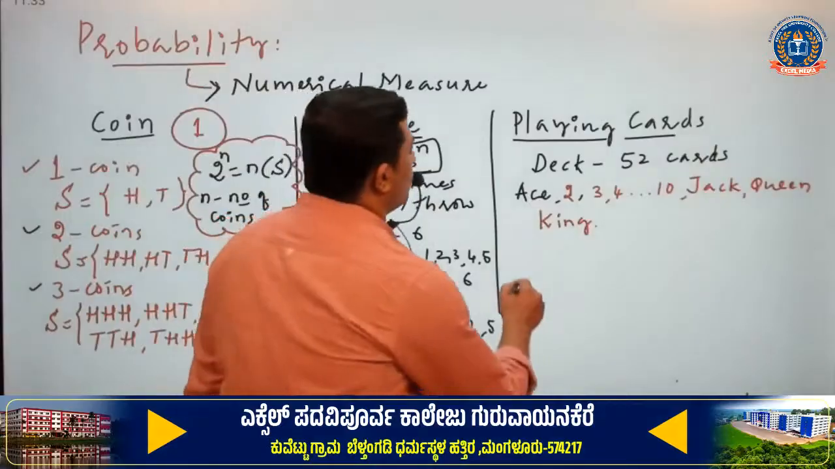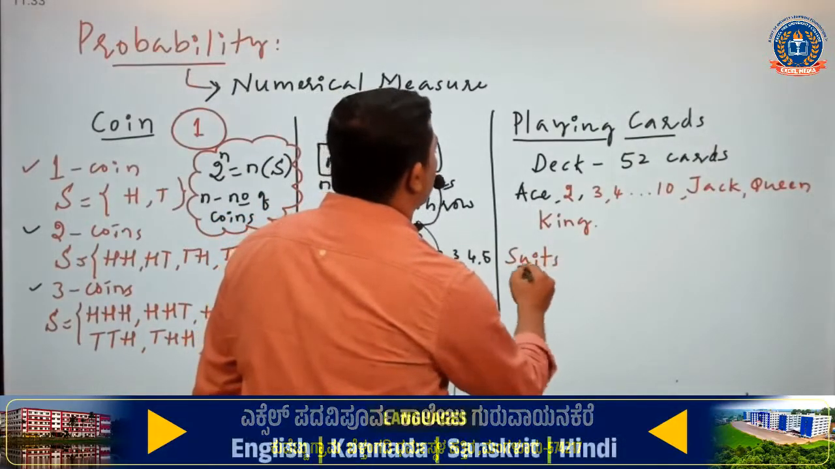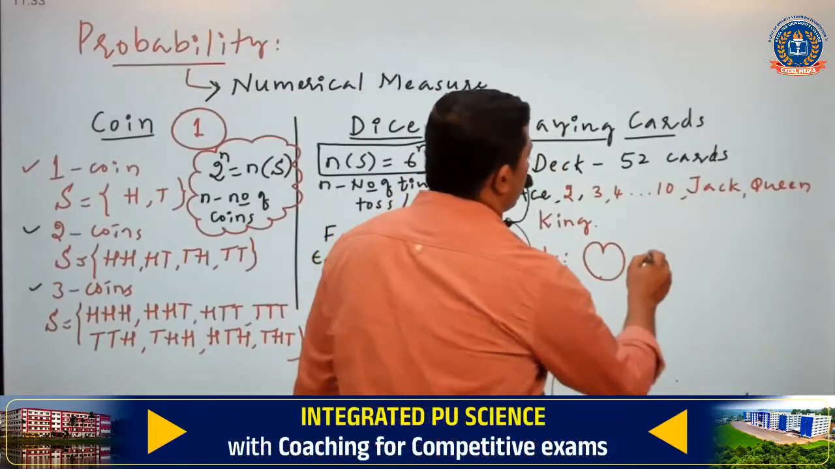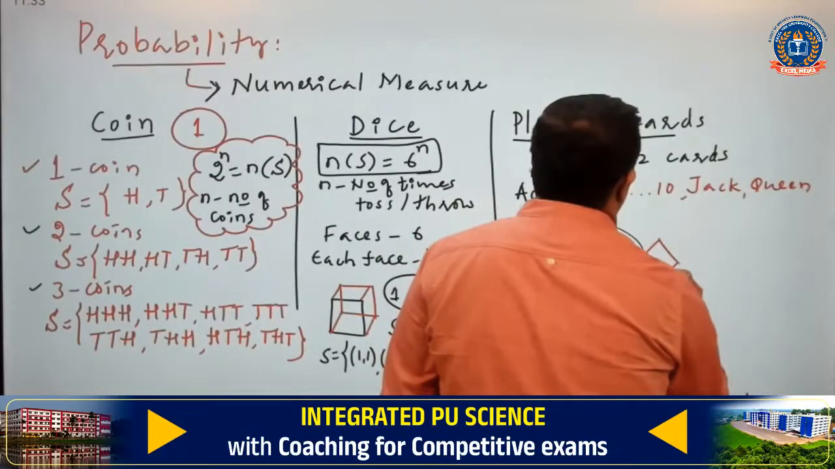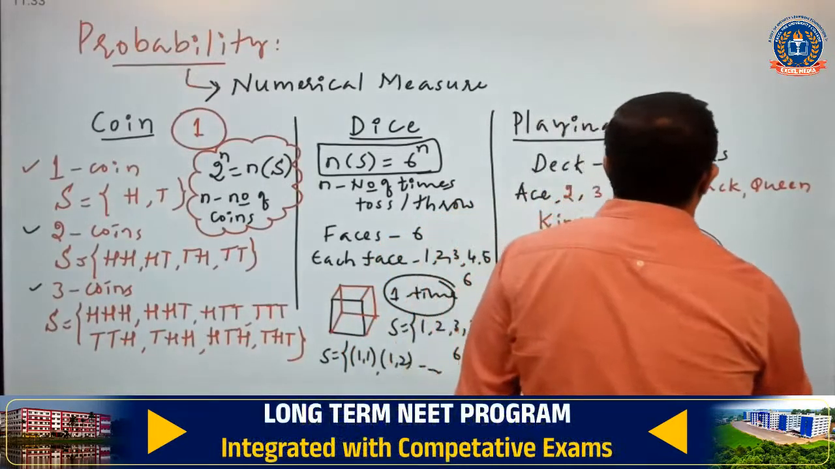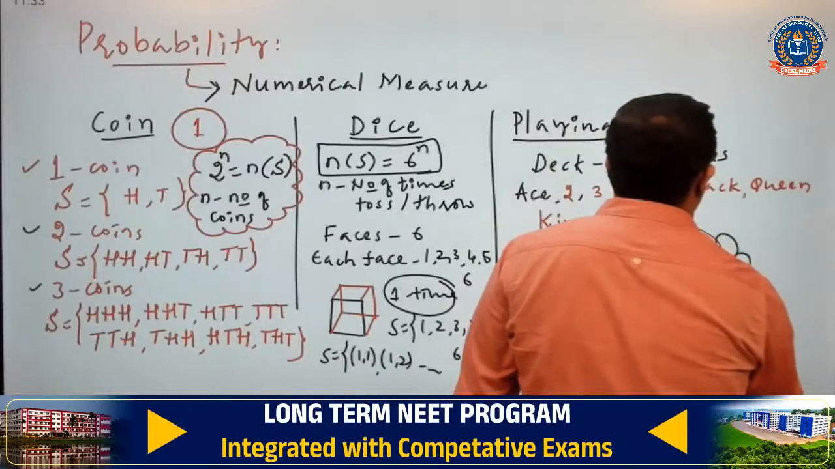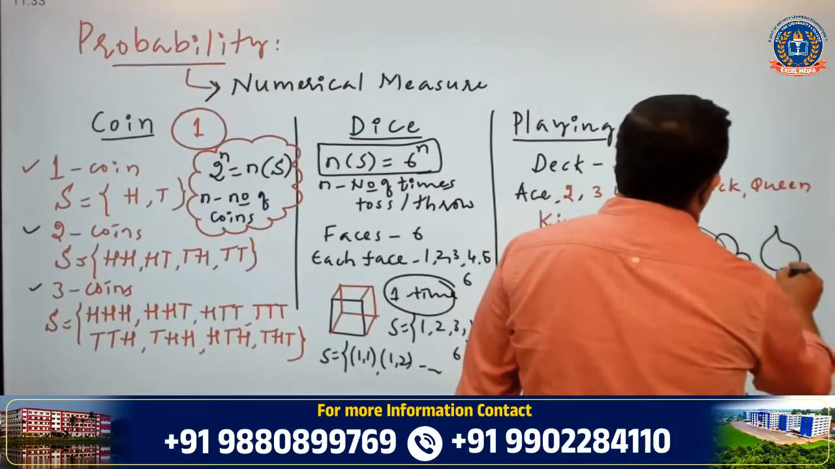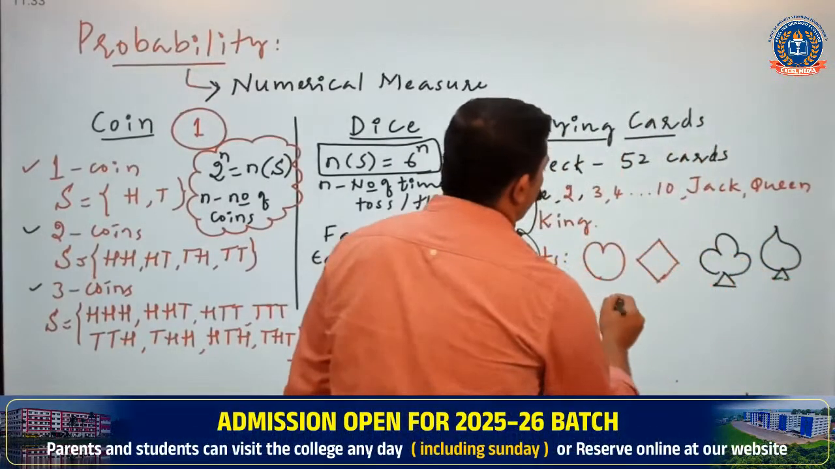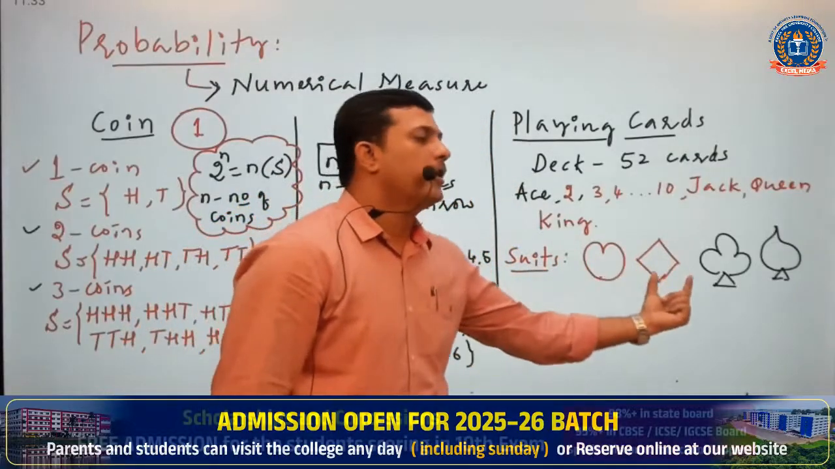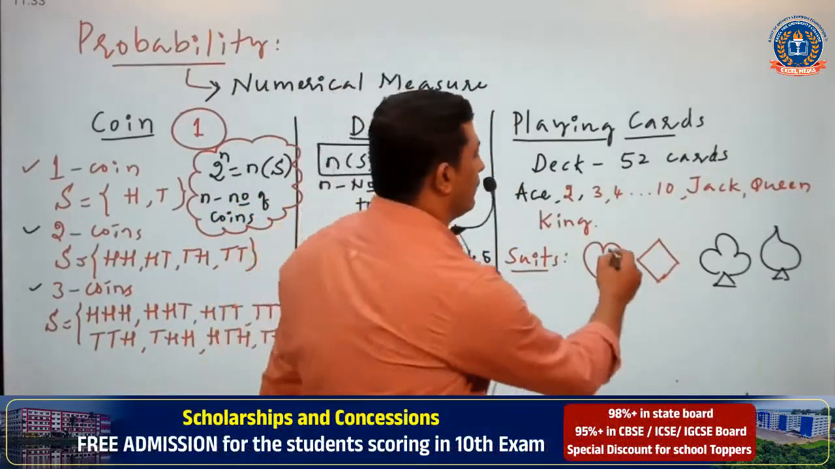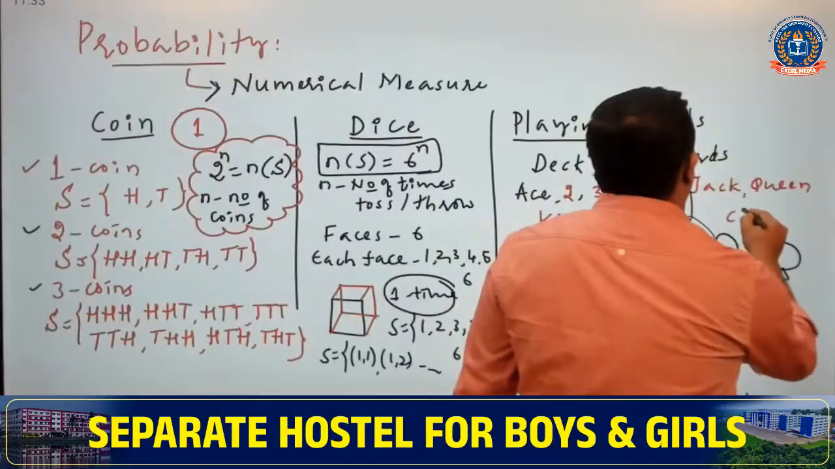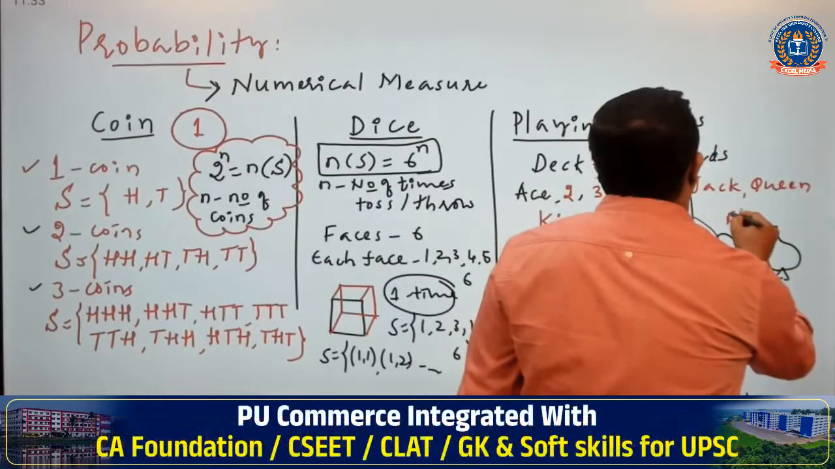We have 4 suits. One is a diamond, heart, and the next one we call a club, and this is a spade, right? The heart and diamond are red in color. Then club and spade, they are black in color.